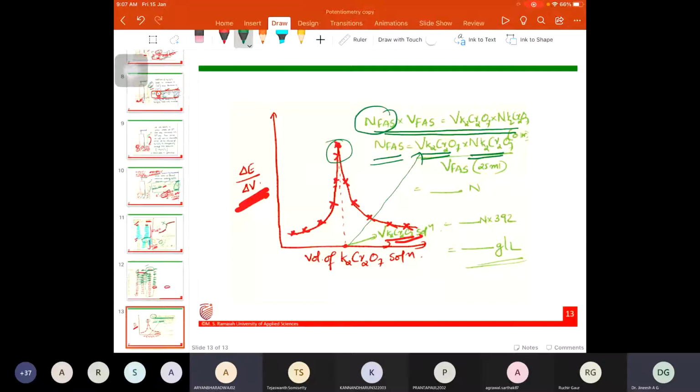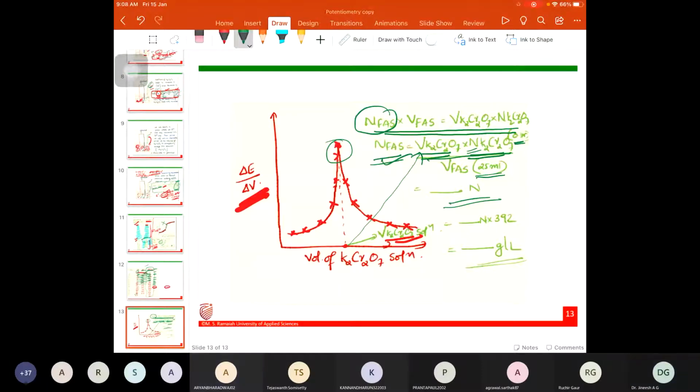Potassium dichromate solution normality, I have given you that solution, and the concentration was 0.1 molar. Am I right? Divided by the volume of the ferrous ammonium sulfate solution you have taken. How much have we taken in that beaker? 25 ml. Can you substitute now all the values? So you will get the ferrous ammonium sulfate concentration in normality. Any doubt?